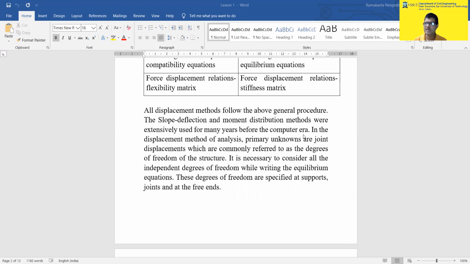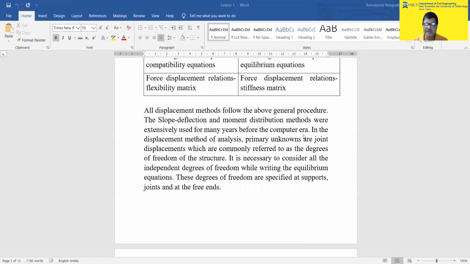The stiffness matrix method is a widely accepted numerical tool for calculation of these forces, because there is a limitation in the flexibility matrix for selecting the unknown force. So we use the stiffness matrix for calculation.